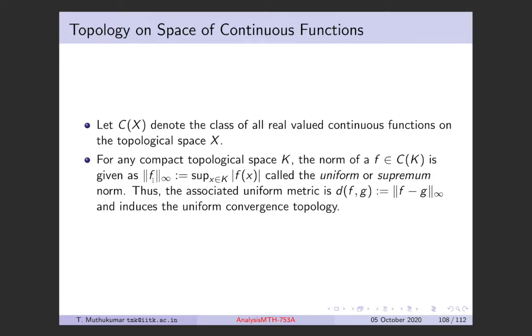Whenever you say a sequence of functions fn converges to f, then convergence in this norm or in this metric basically means that it converges uniformly. That's by definition here, right? Because you're taking the supremum over all the arguments here.